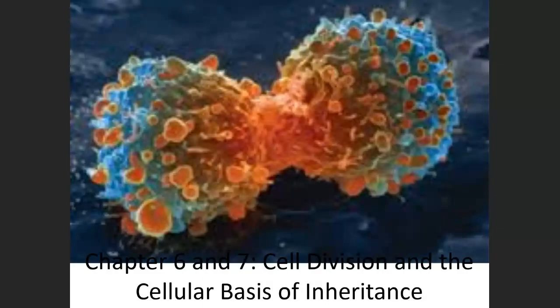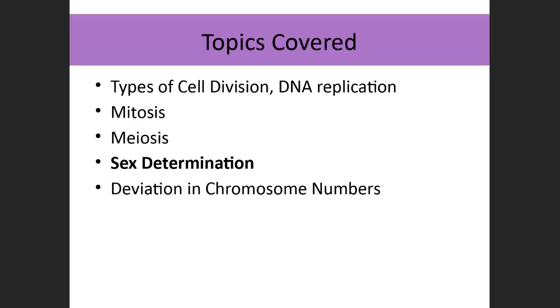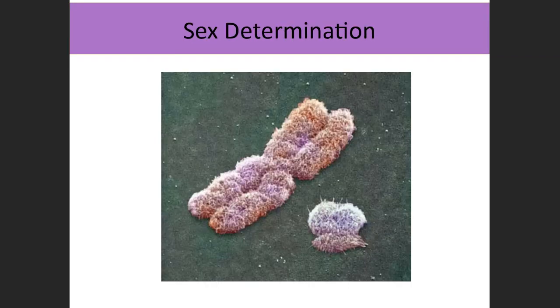So let's get to where we were. Okay, so here is where we are. We talked about types of cell division, mitosis, meiosis, and we are ready to talk about sex determination now.